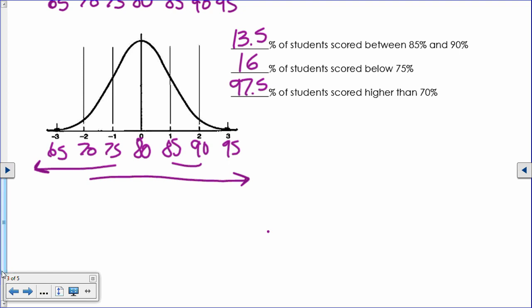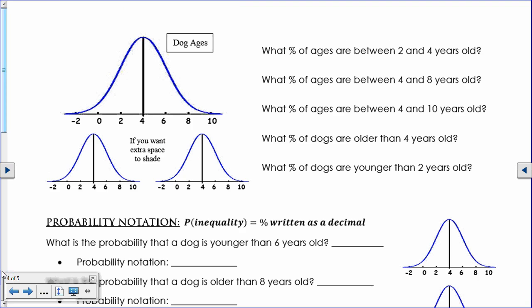Alright, is everybody okay with those so far? Okie doke. Alright, so now we have another one. I have these pictures already labeled and ready to go. Shading can help some people understand what the question is asking for, especially when they say between. So you can draw the little marks and then shade. If you want to use these for visual guides, feel free, but it's not absolutely necessary. So I have the picture already labeled, and we're going to answer these questions.